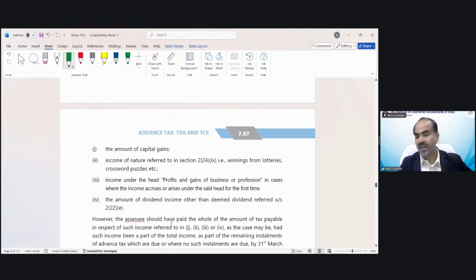Correct. So 234B and C is left only in advance tax part. We will discuss it with the help of example. Let me see if there's any query. If actual tax liability is less than advance tax paid, so we will get the refund. Yes, exactly, Mr. Neeraj. It's just like TDS.